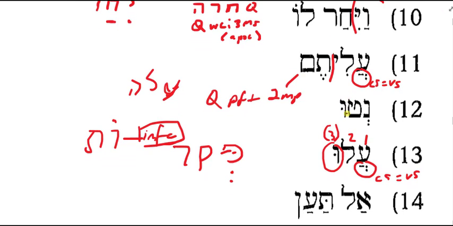Number 12, I have netu. Netu, that looks like root 1, root 2, root 3 is missing. That seems easily enough to be a 3-hey verb. What's the form or the root? Nun, tet, hey, nata. Where do I get vocal shvas under root 1? I will see those in Qal imperative forms. When I have the shuruk on the backside of an imperative, it's 2MP.